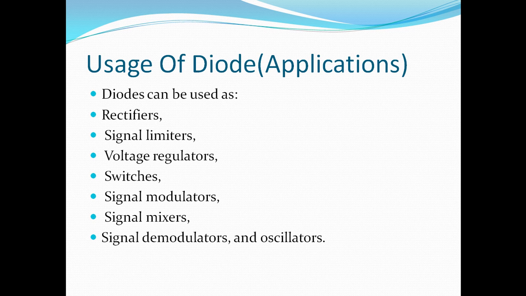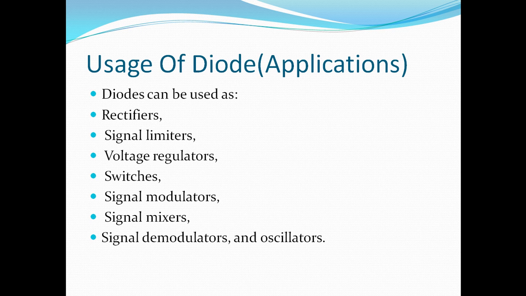The last slide is this, the usage of diode or applications of a diode. Diodes can be used in many places, because today the world is composed of electronic components. So in rectifiers we can find the diode, in signal limiters, voltage regulators, switches, signal modulators, signal mixers, signal demodulators, and oscillators. These are all the usages of a diode, where the diode is significantly used. So that's it from today's topic.